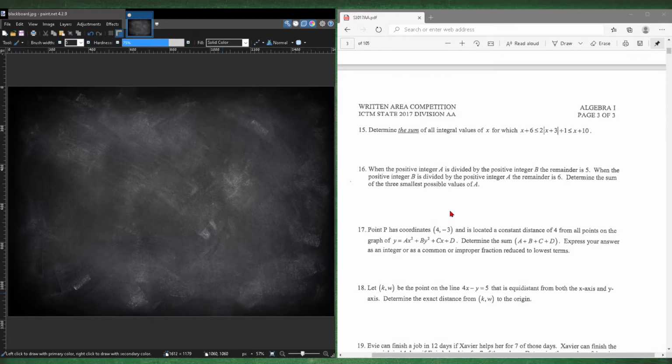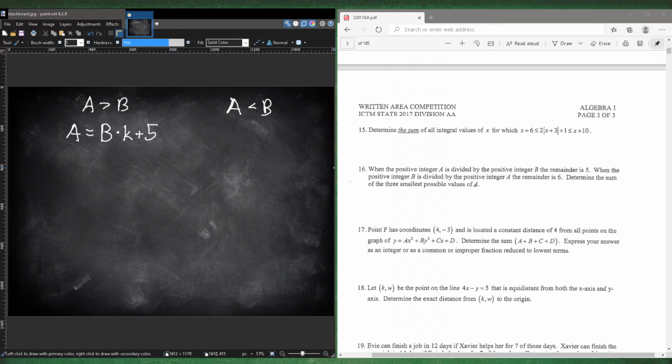Okay, question 16. When the positive integer a is divided by the positive integer b, the remainder is 5. When the positive integer b is divided by the positive integer a, the remainder is 6. Determine the sum of the three smallest positive values for a. So either a is greater than b, or a is less than b. Let's say a is greater than b. If a is divided by b, the remainder is 5. That's possible, so a is some constant times b plus your remainder, which is 5.